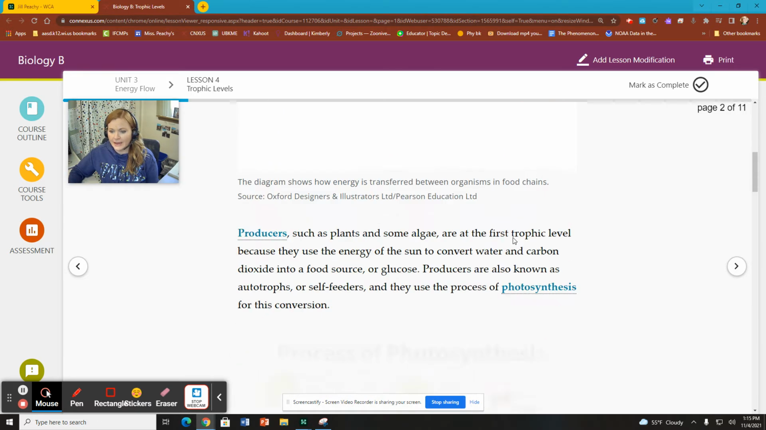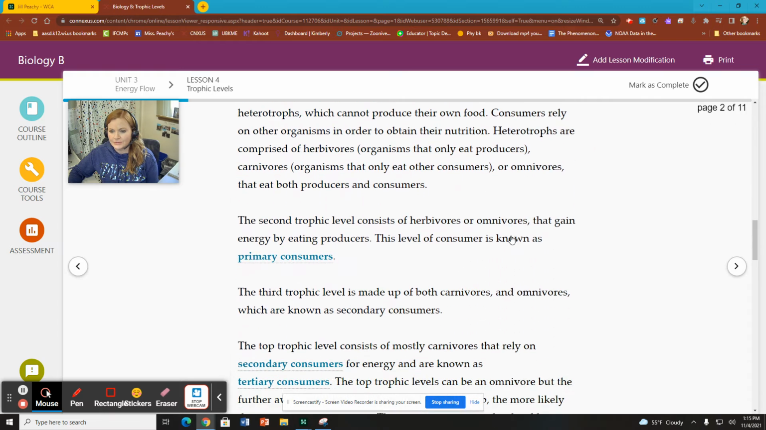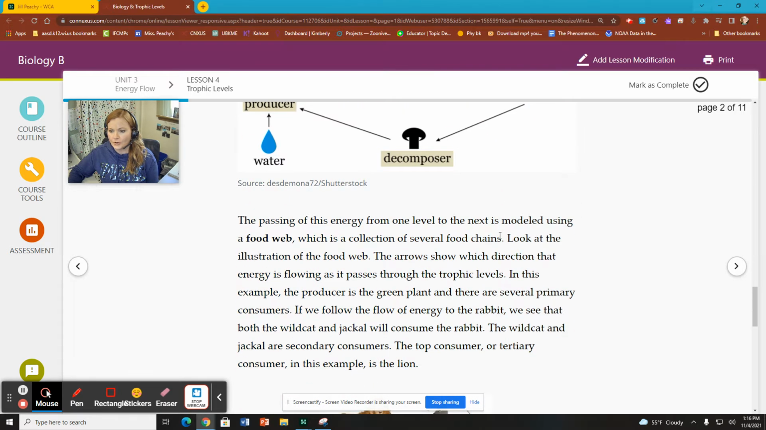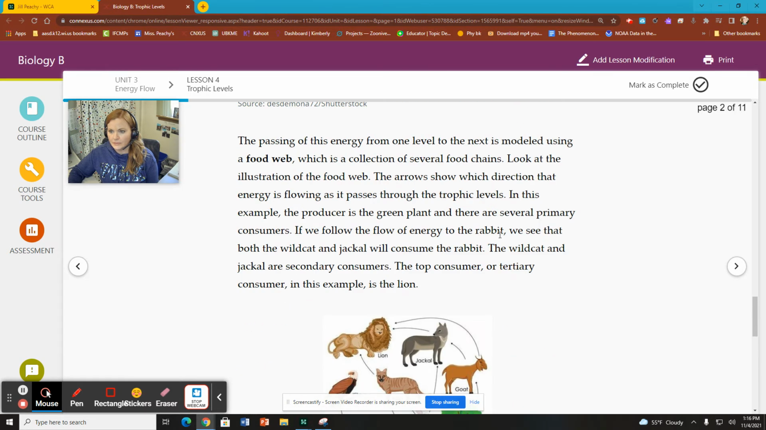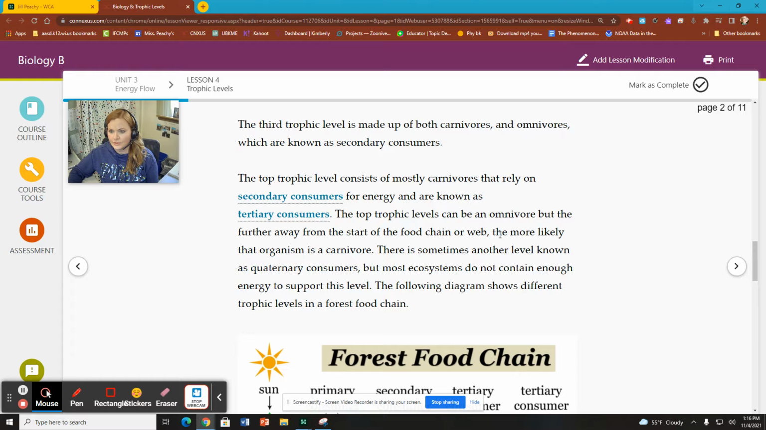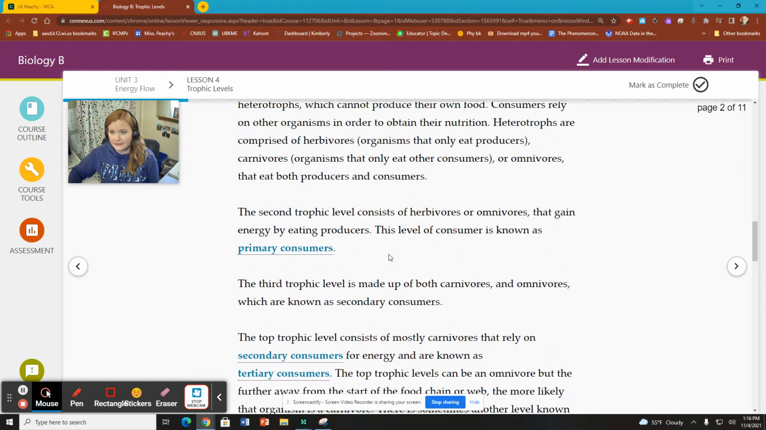Sometimes we have an even higher level than that. I'm going to scooch down a little bit. Sometimes we actually have something called a quaternary consumer. It says it right in this paragraph: there's sometimes another level known as a quaternary consumer. This would be something that would eat the hawk. But most ecosystems don't actually have quaternary consumers because there's not enough energy left at that point to support that level on the trophic pyramid. Sometimes we see it, most of the time we don't, but it is a possibility that it can be there.